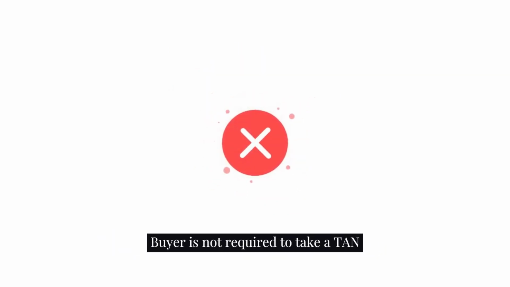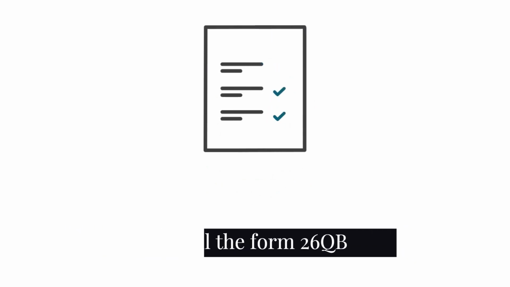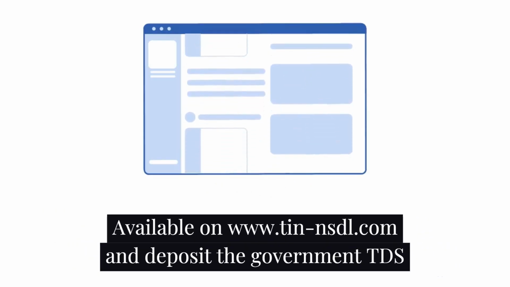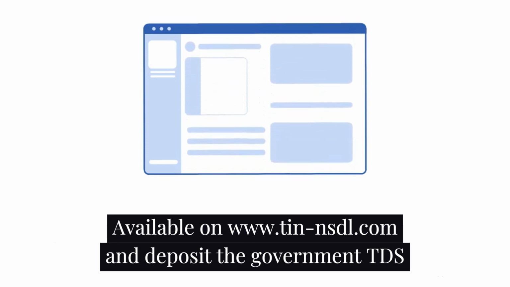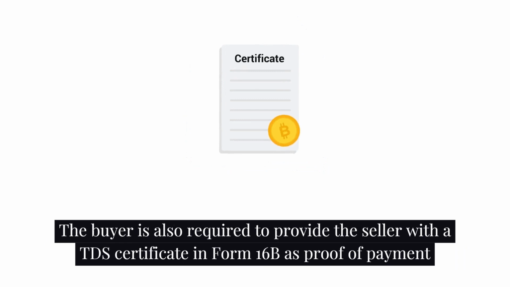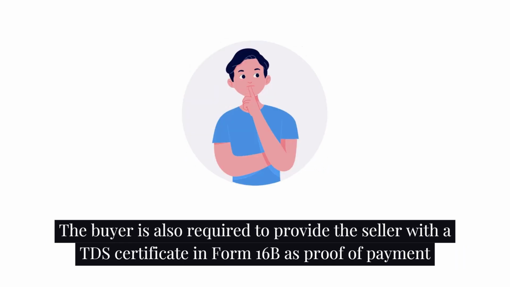The buyer is not required to take a TAN. The buyer can also fill Form 26QB available on www.tin-nsdl.com and deposit the TDS with the government. The buyer is also required to provide the seller with a TDS certificate in Form 16B as proof of payment. It is applicable on all properties except agricultural land.